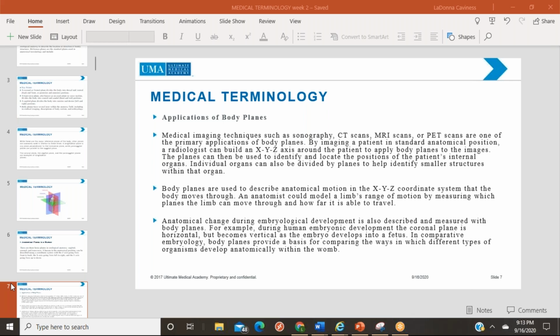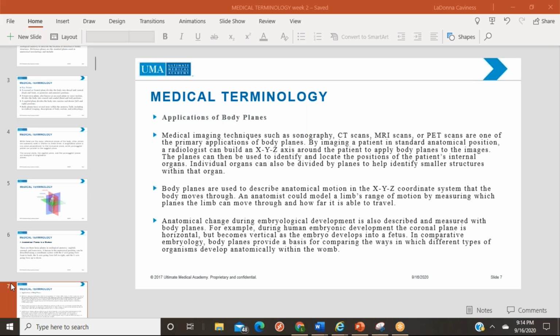Body planes are used to describe anatomical motion and the X, Y, and Z coordinate systems that the body moves through. An anatomist could model a limb's range of motion by measuring which planes the limb can move through and how far it is able to travel.